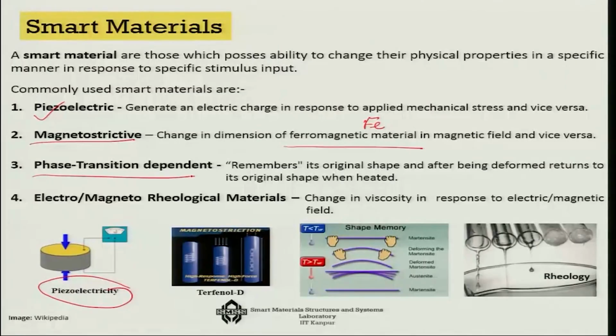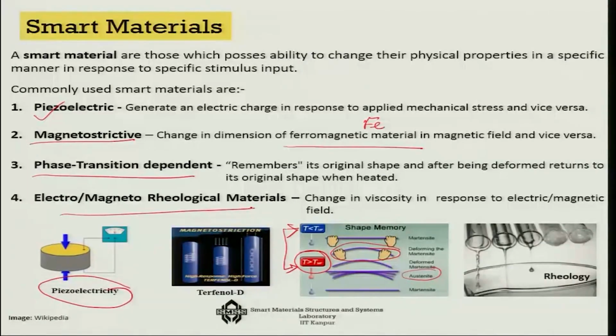For phase transition dependent materials like shape memory alloy wires, what happens is that you use a temperature which is high enough, and it will go from the martensite to the austenite phase. You can do all sorts of deformations. If it is one-way, for example, you can deform it in the martensite phase itself, and then if you increase the temperature, it will exactly go back to its original shape. And if it is a two-way one, then this happens between both the low and the high temperature. So that is the two-way shape memory effect.